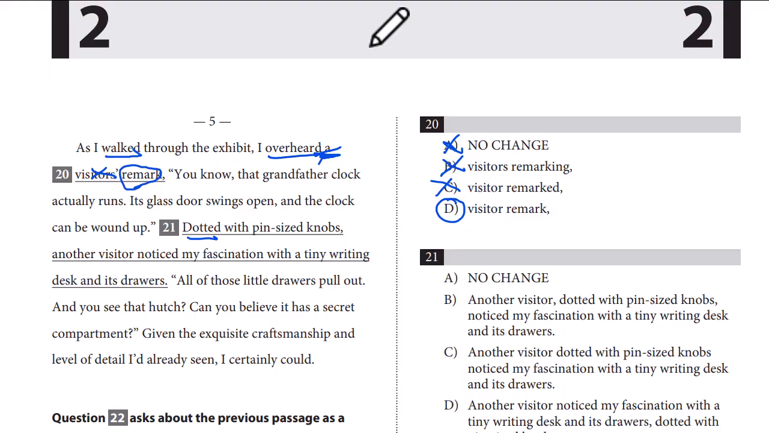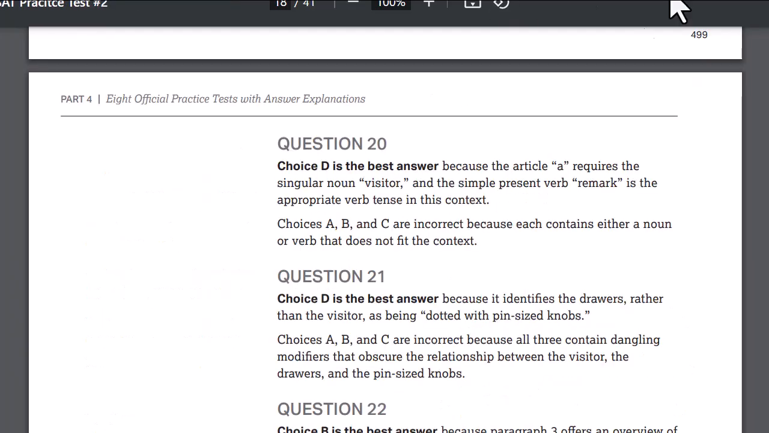Therefore, it's referred to in the present tense. I'm not sure why it's the present tense. I know it's definitely the present tense just from the way it sounds. And unfortunately, the explanation in the answers really doesn't tell you anything. It just says, basically, the simple present verb form is the appropriate verb tense.